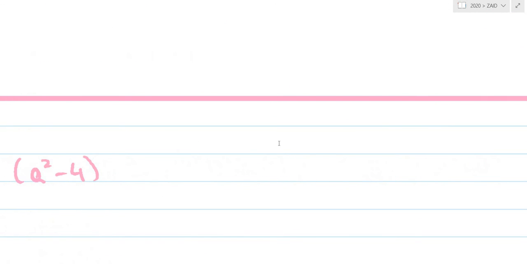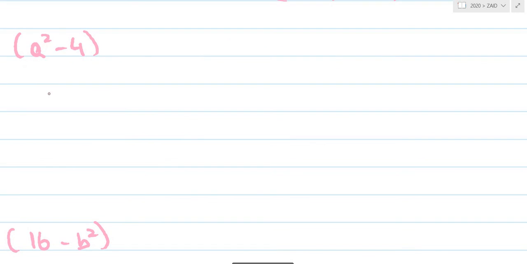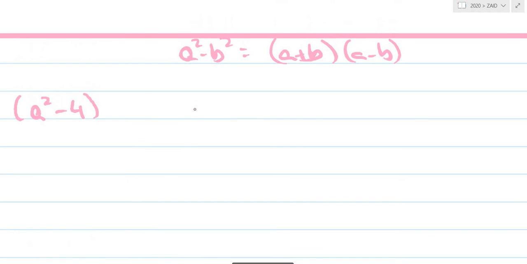Now let's move on to the third identity, which is a square minus b square is equal to (a plus b) (a minus b). In this case we can say that a is equal to a and b is equal to 4. Therefore in this case the factorization would be a plus 2, because the square root of a squared is a and the square root of 4 is 2, multiplied by a minus 2.